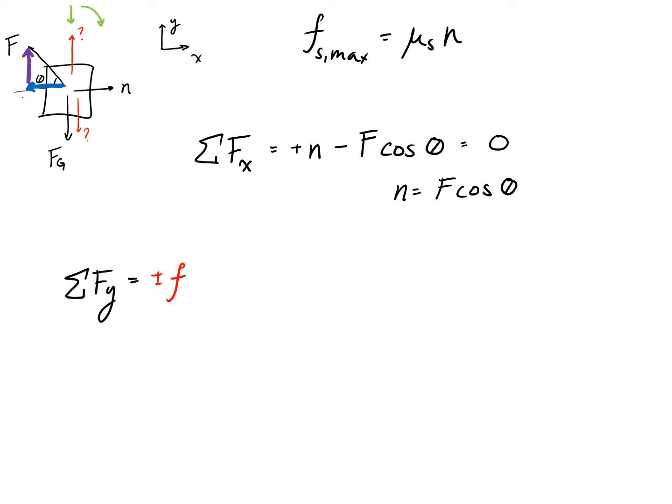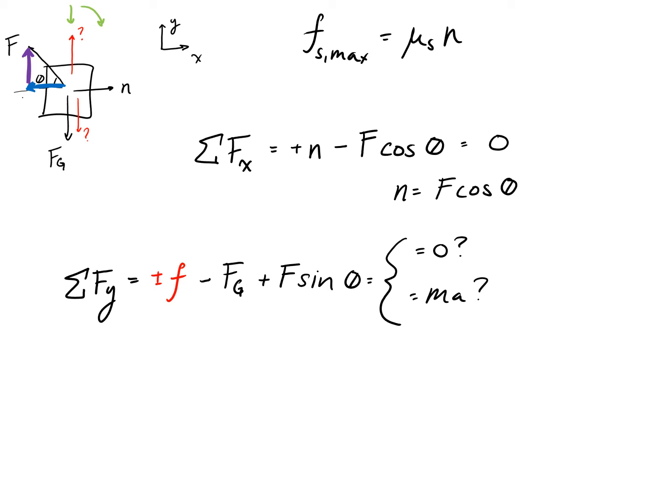I'm going to have minus the force due to gravity because it points downwards, plus the push force, but I'm pushing it upwards. Again, not the entirety of the force, only part of it. So I have sine theta. And again, is this equal to 0 or is this equal to ma? I don't know which one I have.